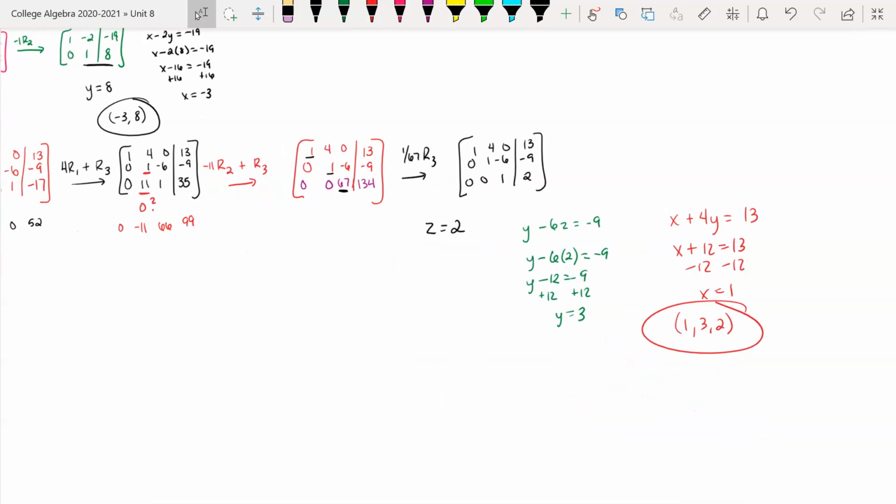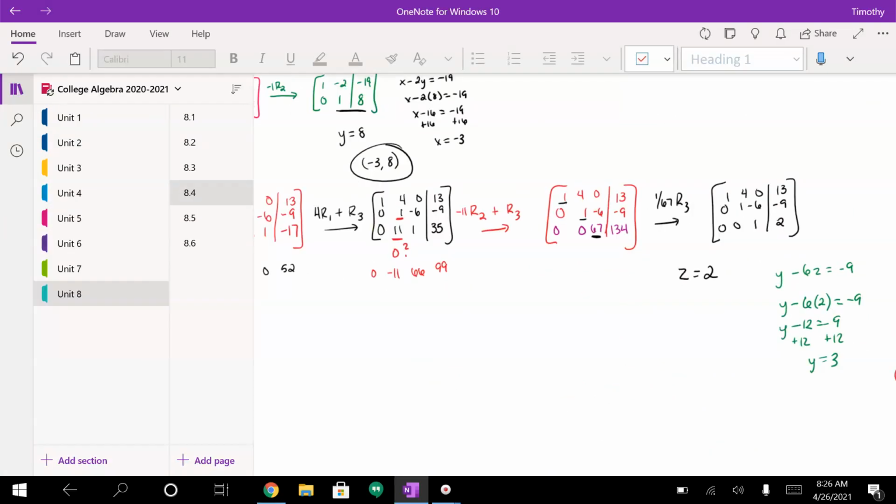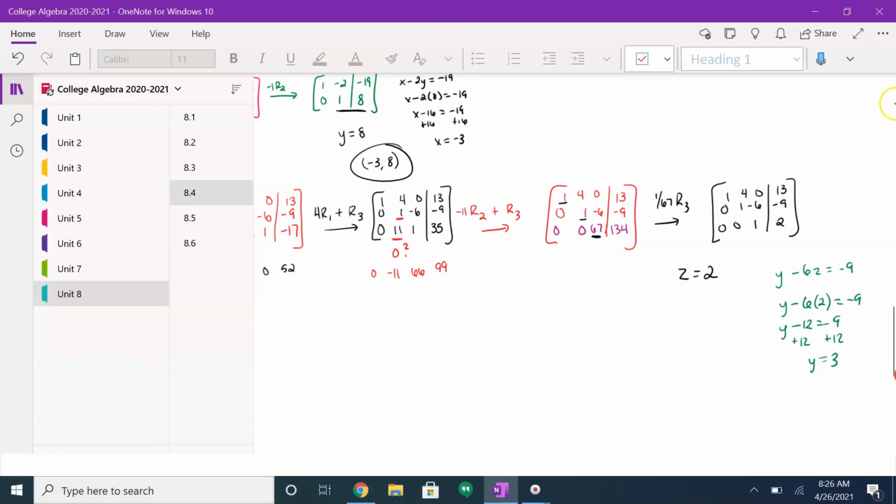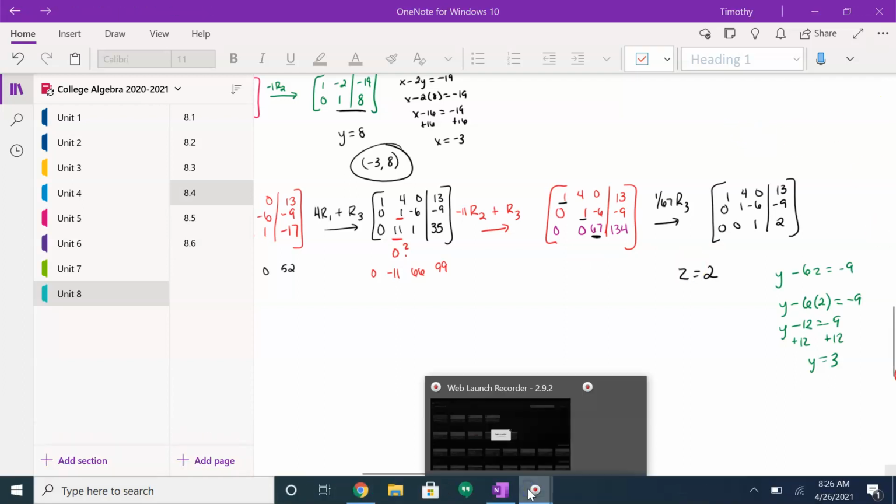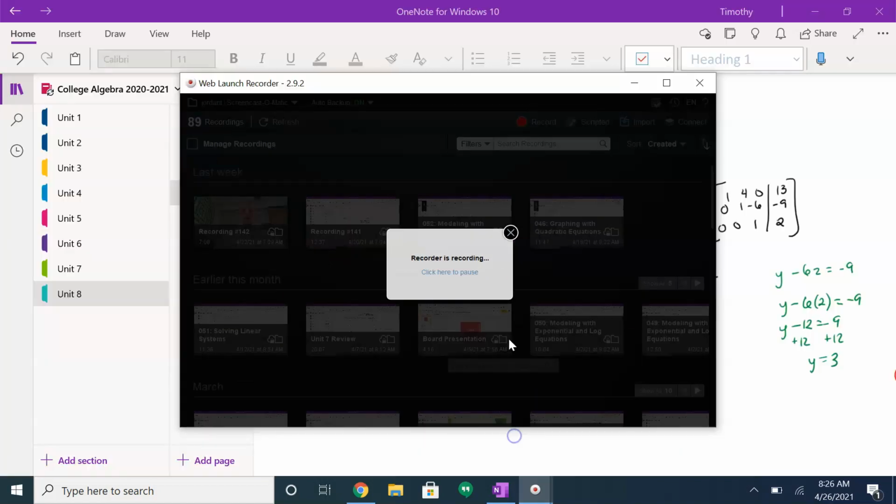Okay? So that is how you use Gaussian elimination, and that is what the certify is over. Your homework is going to be 10.2. If you guys have any questions, please let me know.